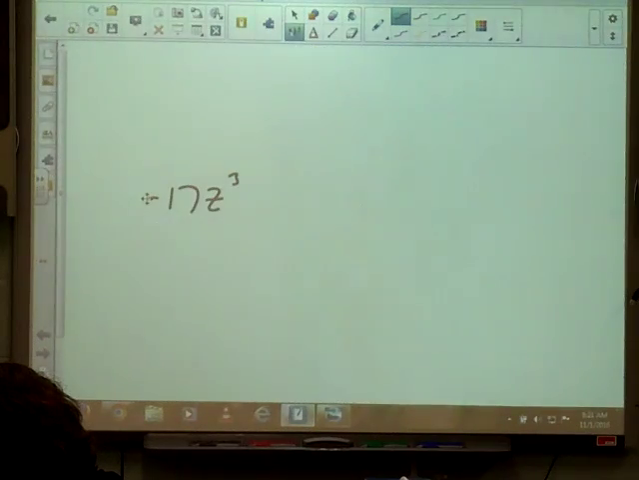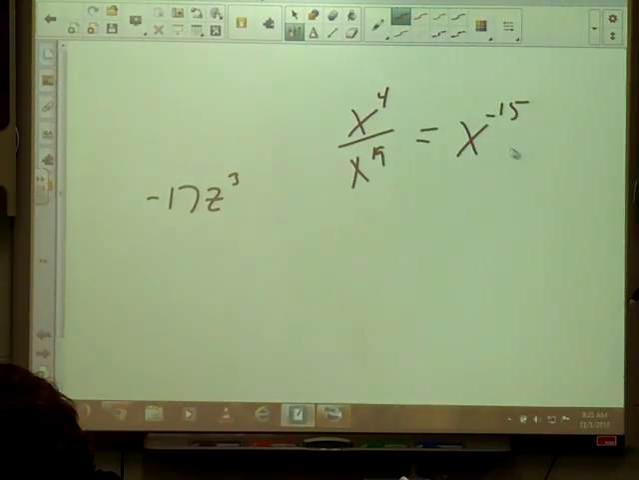Alright, 21. x to the 4th over x to the 19th. Division, all you do is subtract. 4 minus 19 is negative 15. Negative goes on bottom and becomes positive. D.